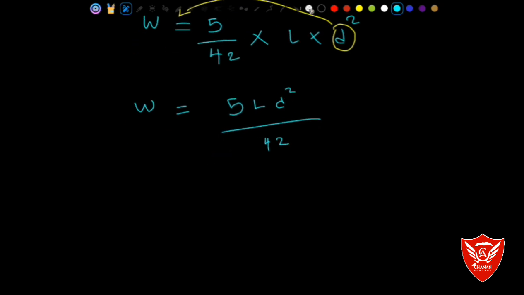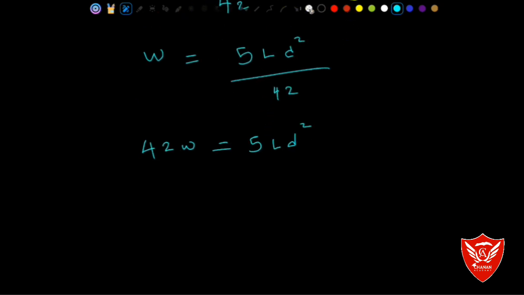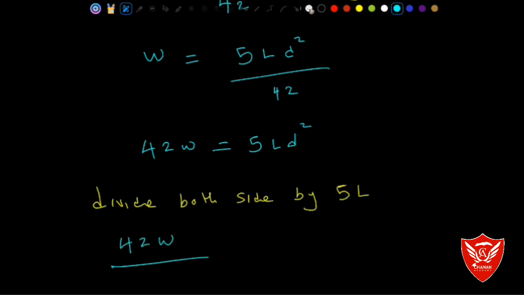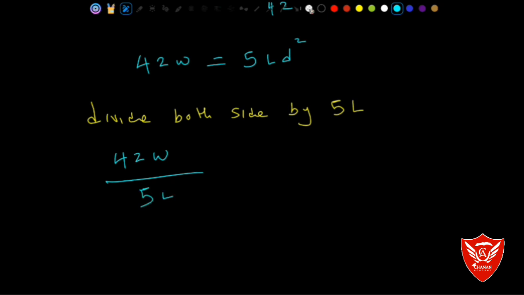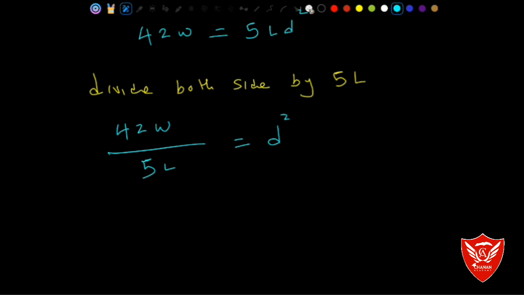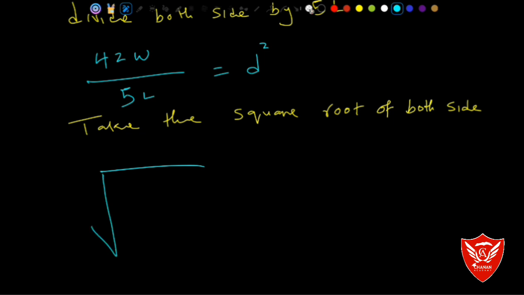So we can cross multiply. If we cross multiply, we are going to have 42W equal to 5 L D square. For us to have D square on the right hand side, we divide both sides by 5L. So we are going to have 42W all over 5L equal to D square. Okay, we are getting close. So we have D square, but we are not looking for D square, we are looking for D. So we take the square root of both sides. We have the square root of 42W over 5L equal to D, since the square root cancels out the square. So this is our answer.